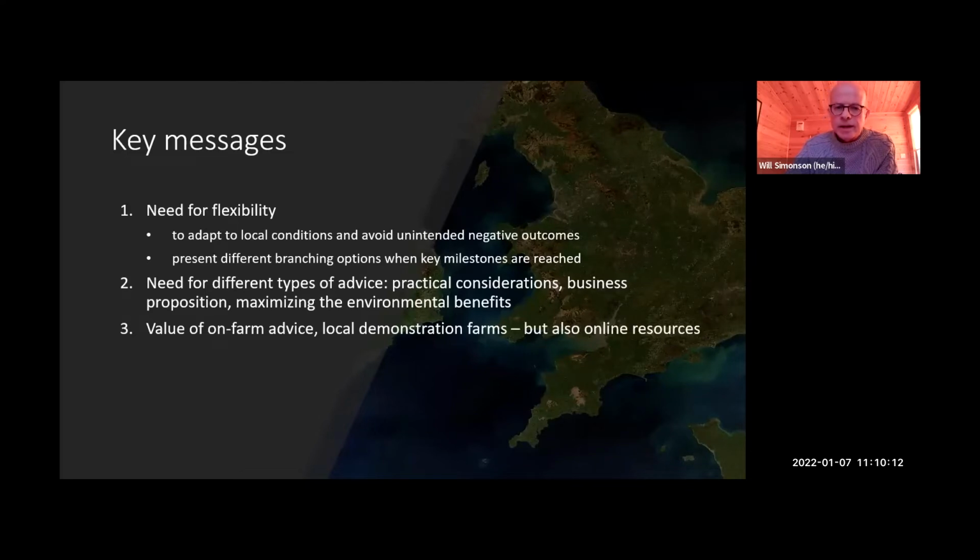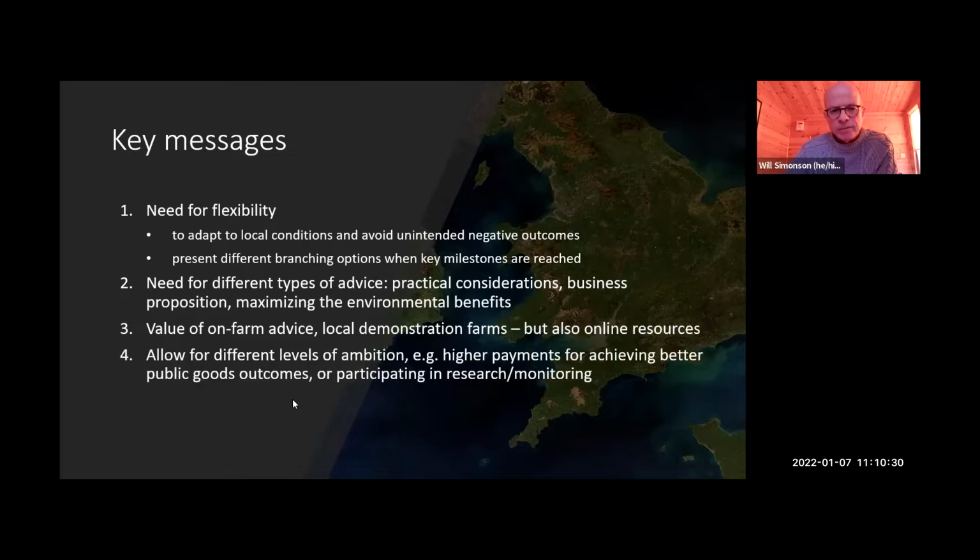So I think clearly the peer-to-peer learning side of things, the value of on-farm advice giving, of local demonstration farms, that was universally accepted as being really important. But also there's an increasing richness of online resources as well, and we were exploring what those are. I think another key message is about allowing for different levels of ambition.